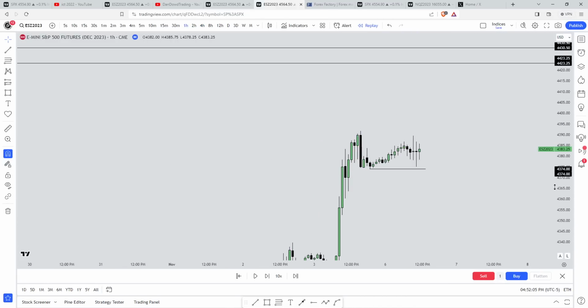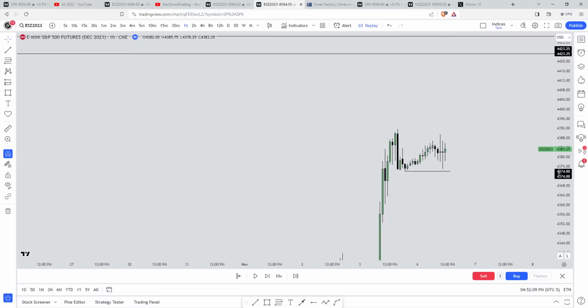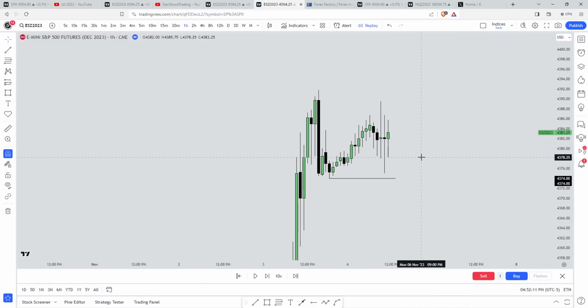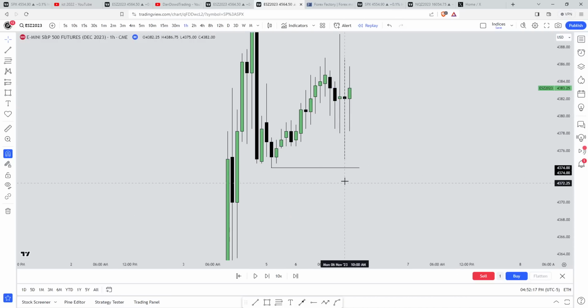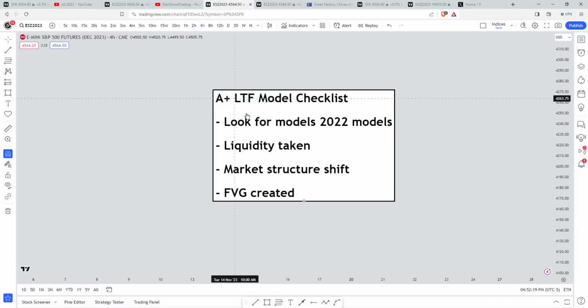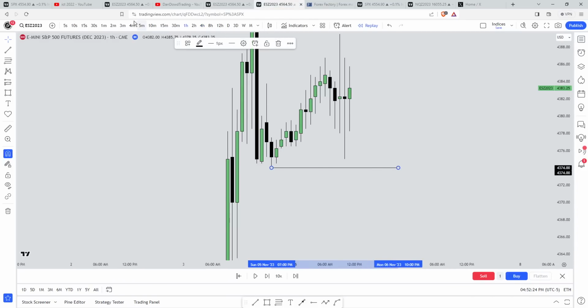So there was no model on Friday, but if we do skip ahead to the 6th, which is Monday, we're still targeting that high up there. What I'm looking to do is mark out liquidity pools. So on the hourly time frame, we have this old low. If price takes out that old low, this is an area on the lower time frame where I will hunt for this signature, a market structure shift with a fair value gap. So we have that liquidity marked out.